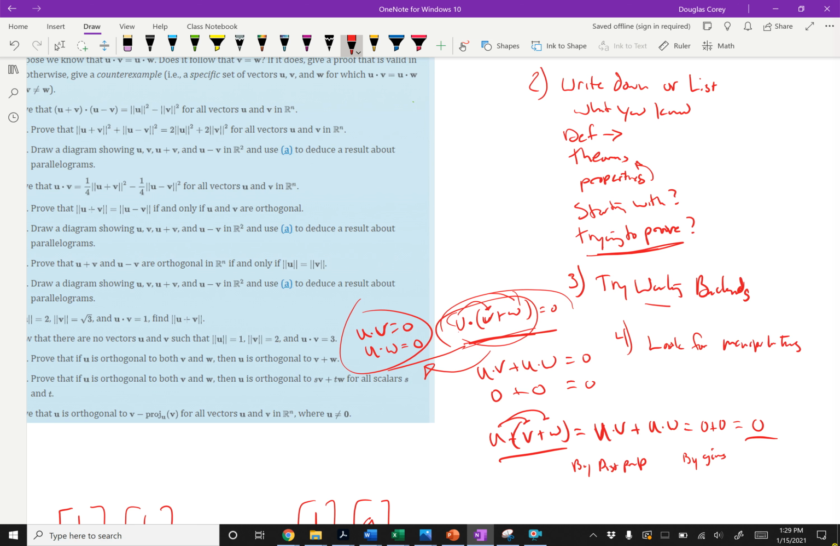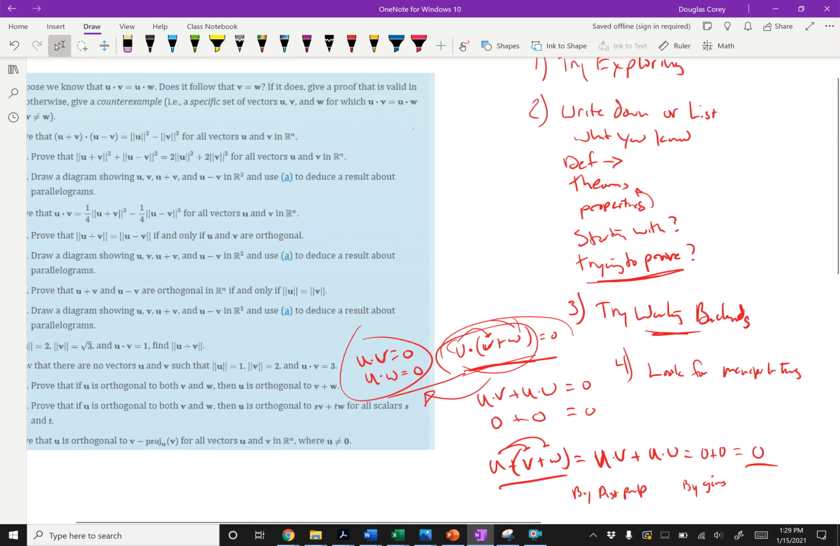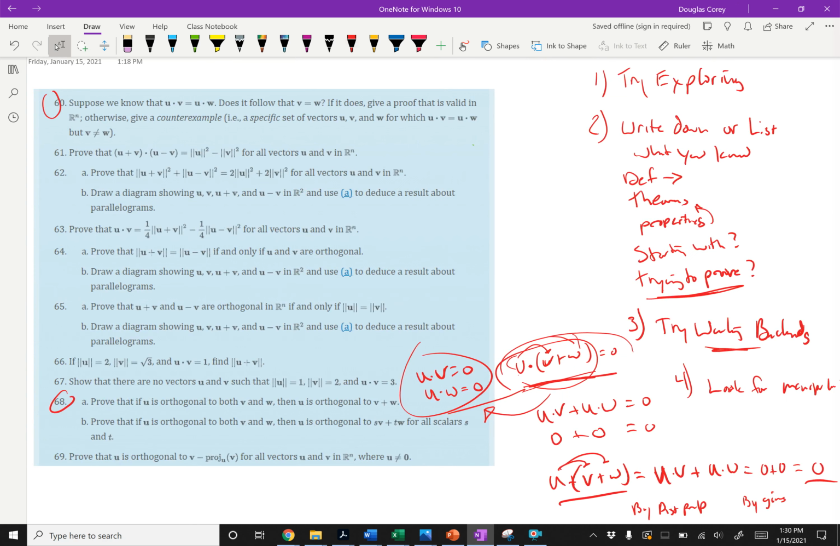So a nice example of working backwards is this one right here, problem number 63. So show that u dot v equals this thing. Well, it seems like it's a lot easier to start with this side and start expanding it and simplifying and try to get that than it is to try to add stuff to this and try to get that. So yeah, start with this and start simplifying so you can show that this is equal to u dot v. So it's a little bit of working backwards there.